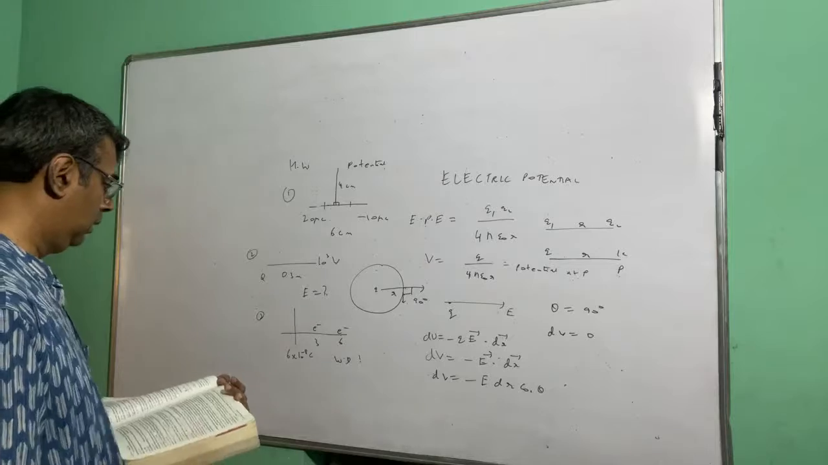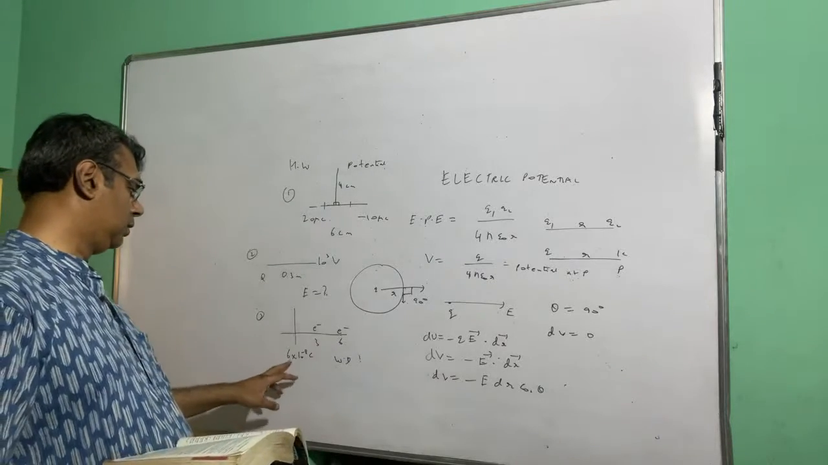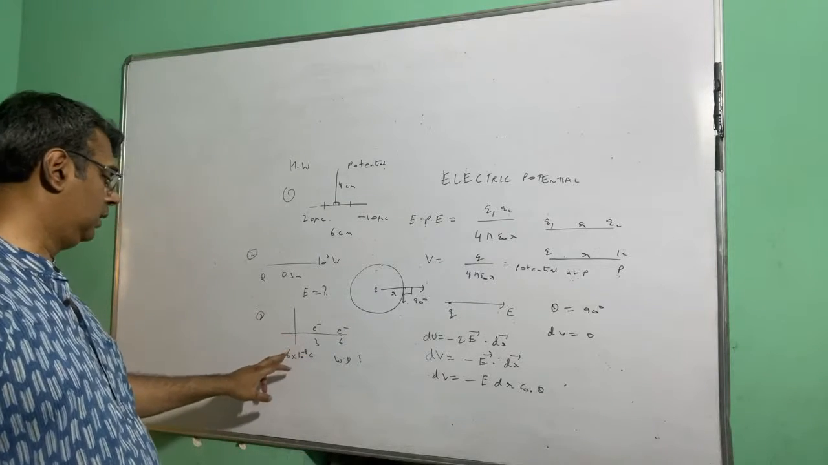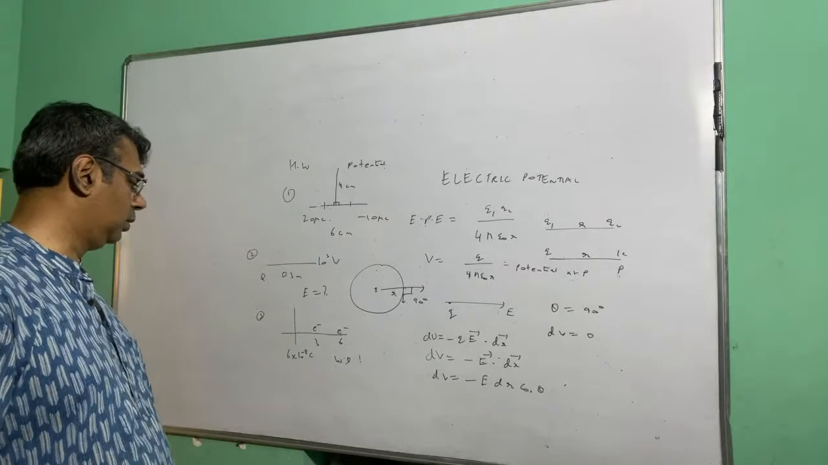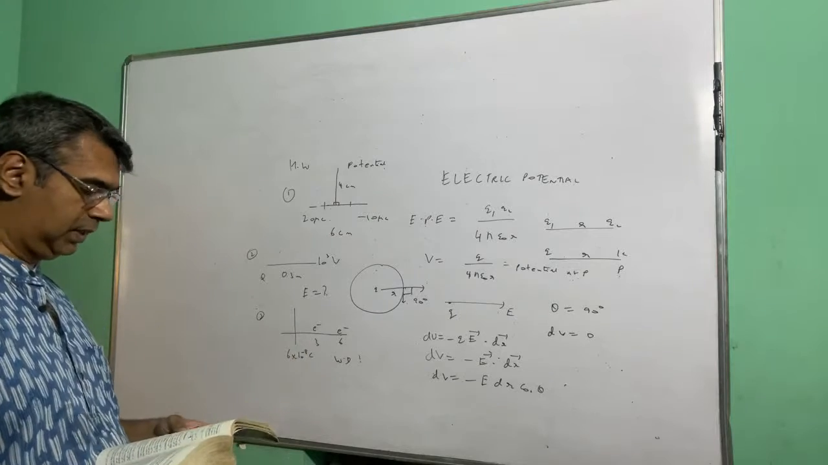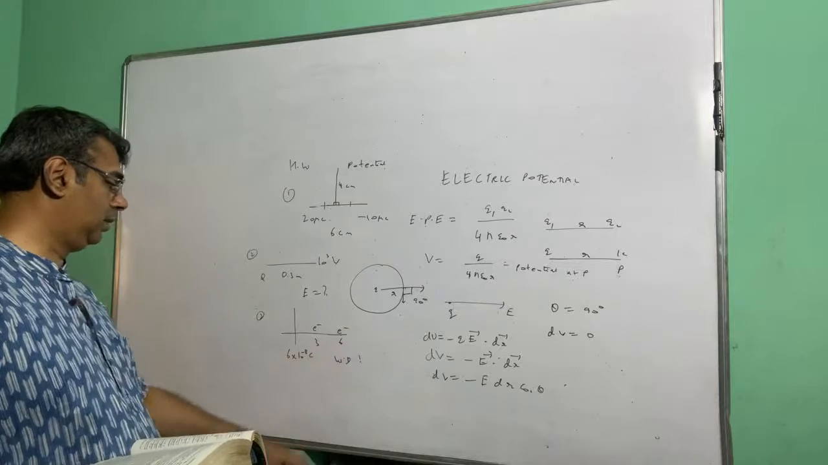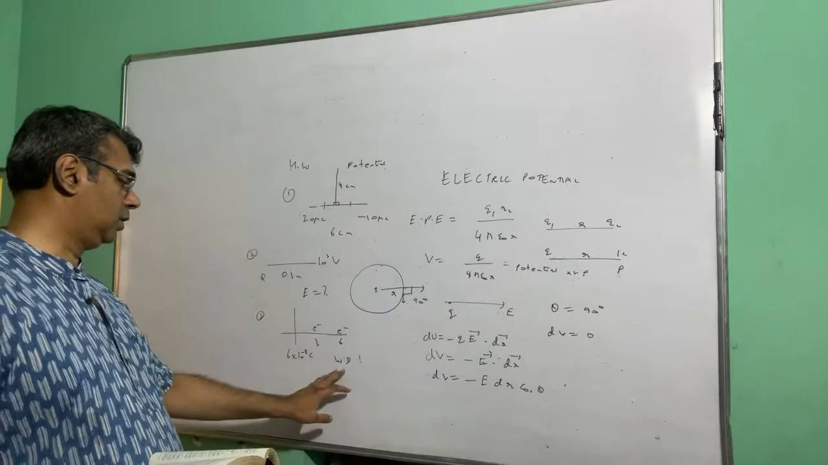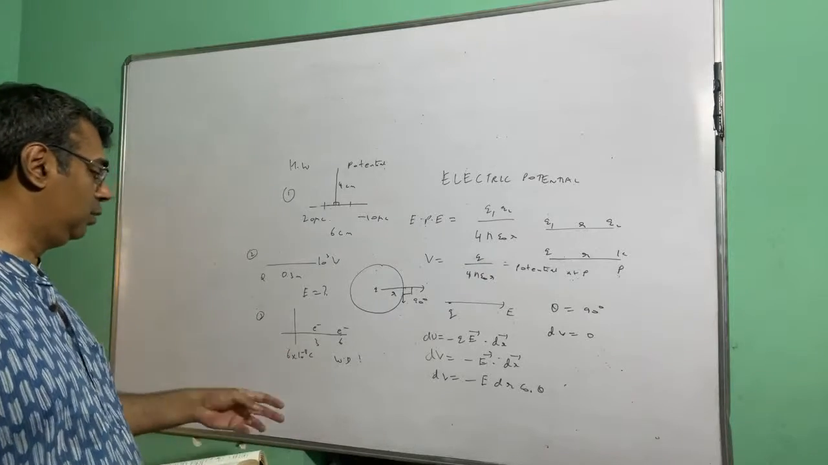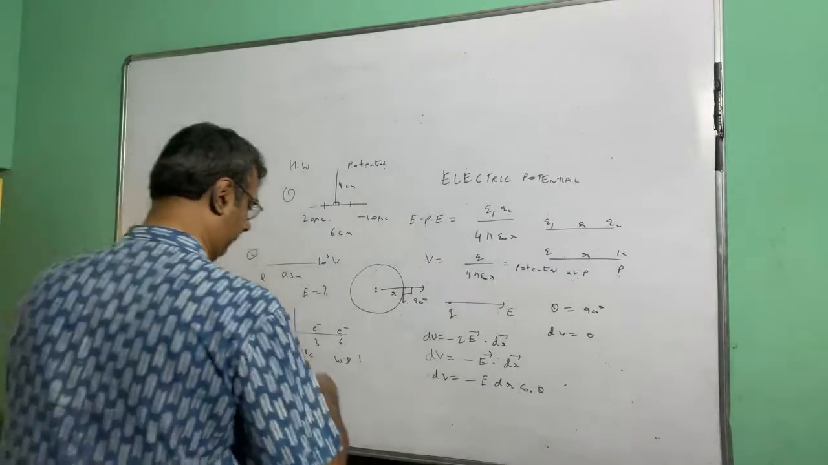Question number 3. There is a charge of 6 into 10 to the power minus 8 coulomb at the origin. You want to take an electron from 3 centimeter to 6 centimeter. So there is an electron at 3 centimeter, and you want to take it to 6 centimeter. What is the work done by you in taking the electron from 3 centimeter to 6 centimeter? That is question number 3.